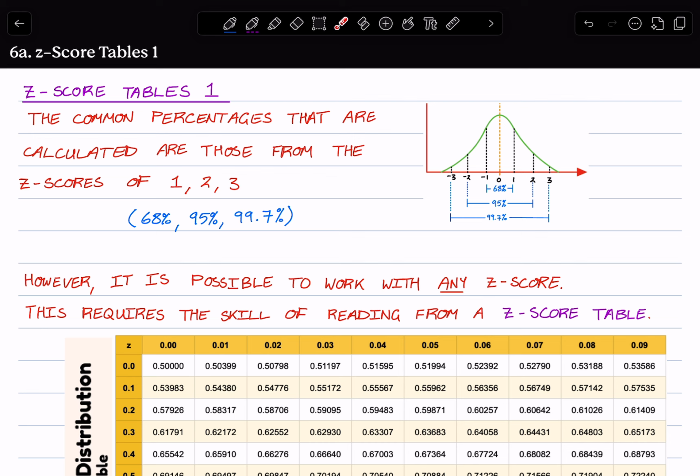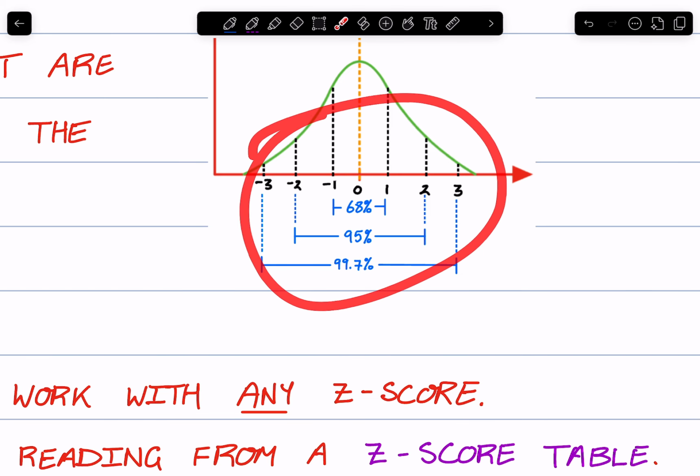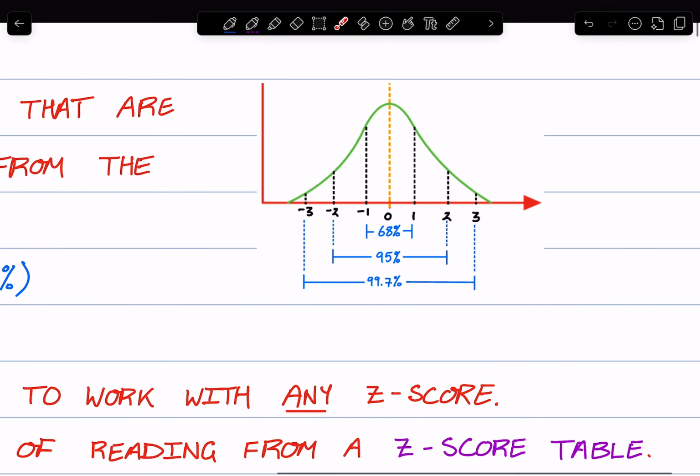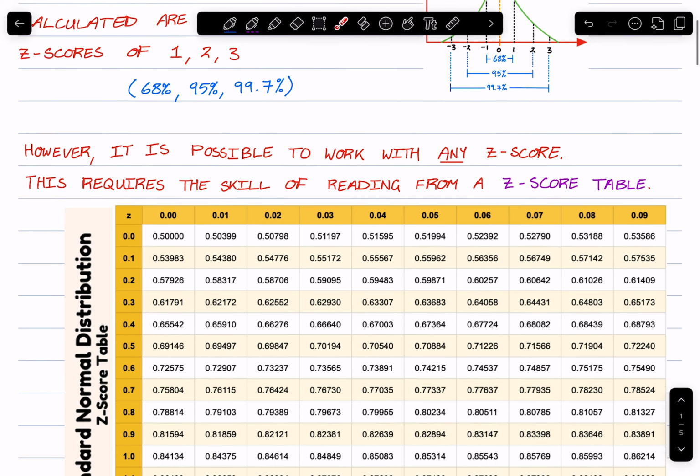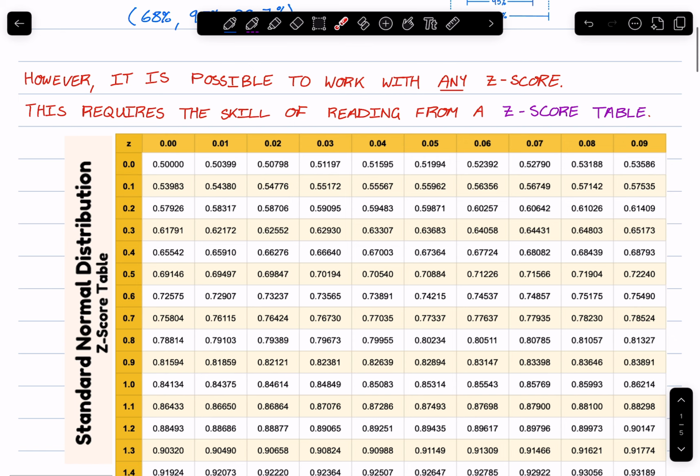The common percentages that are calculated are those from the Z-scores of plus and minus 1, plus and minus 2, plus and minus 3: 68%, 95%, 99.7%. We've seen this already and worked with this empirical rule. However, it is possible to work with any Z-score. This requires the skill of reading from a Z-score table.